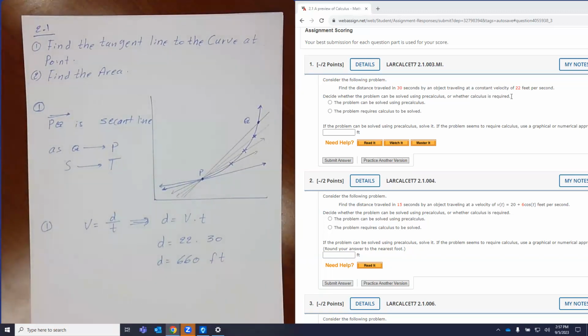So the first thing, this is pre-cal. So we don't have to use calculus. We're just going to use the formula. That means this is a pre-cal problem, and the result is going to be 660. So this is the first example.